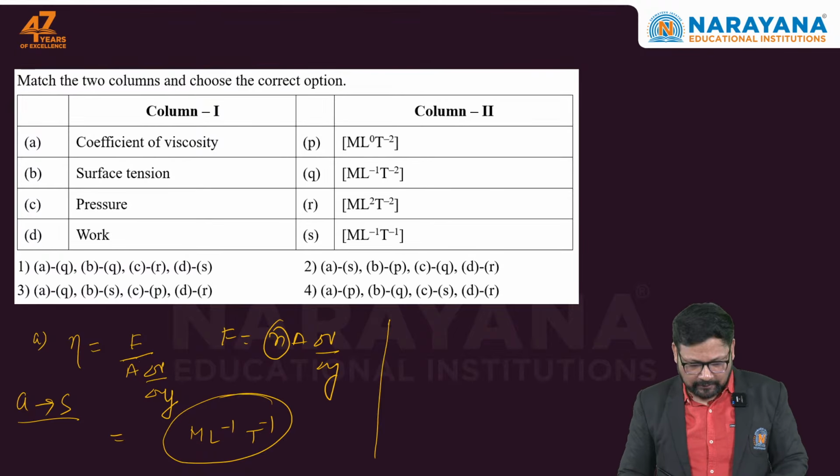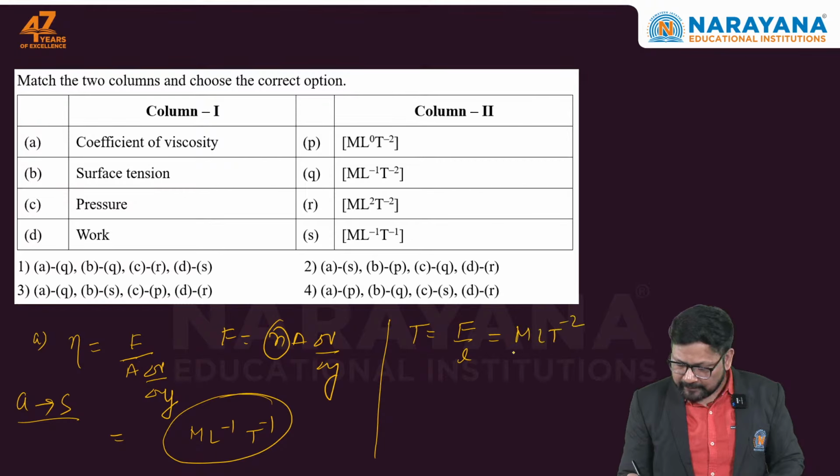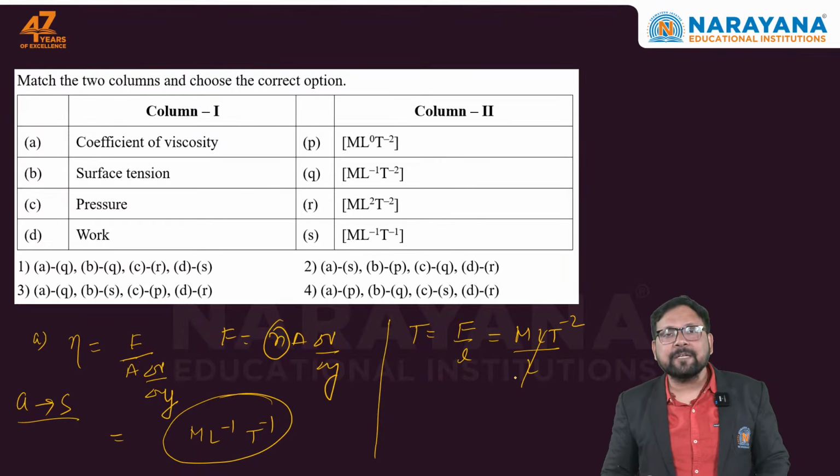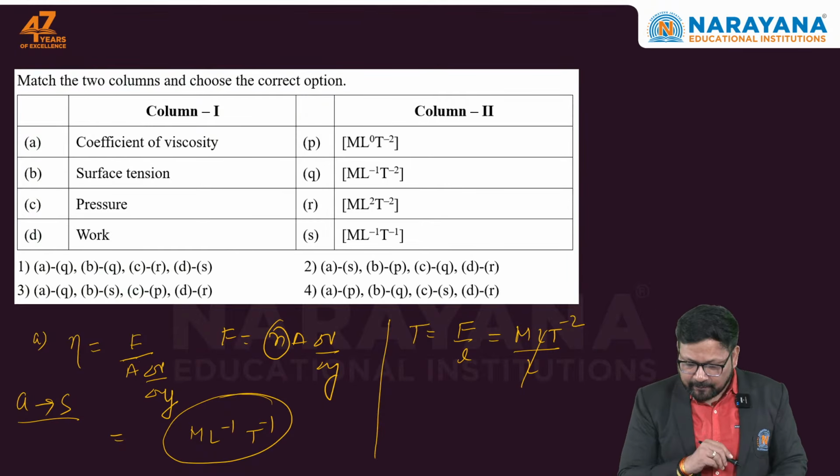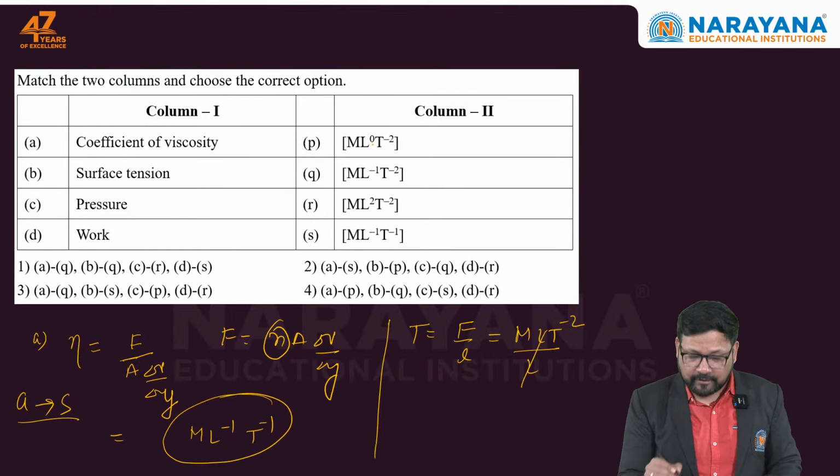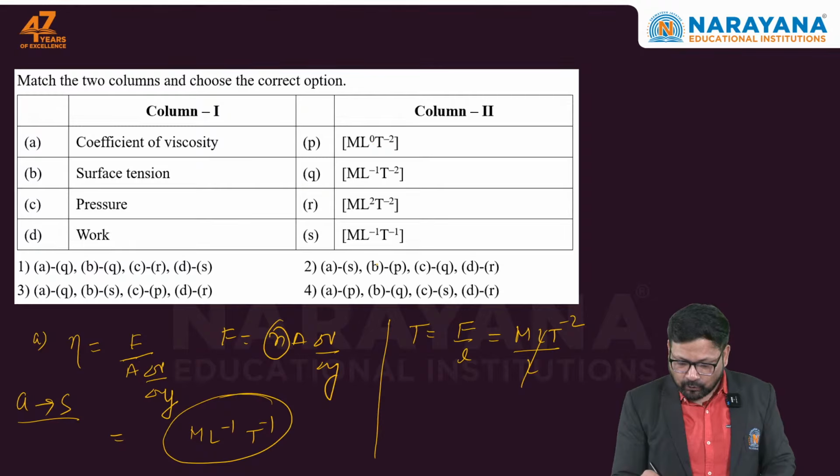But let's discuss all. Surface tension. Now T is F by L. F is MLT⁻² divided by L. So MT⁻². So where is MT⁻²? We can see MT⁻² is the top one. So B is going with P, A was going with S.